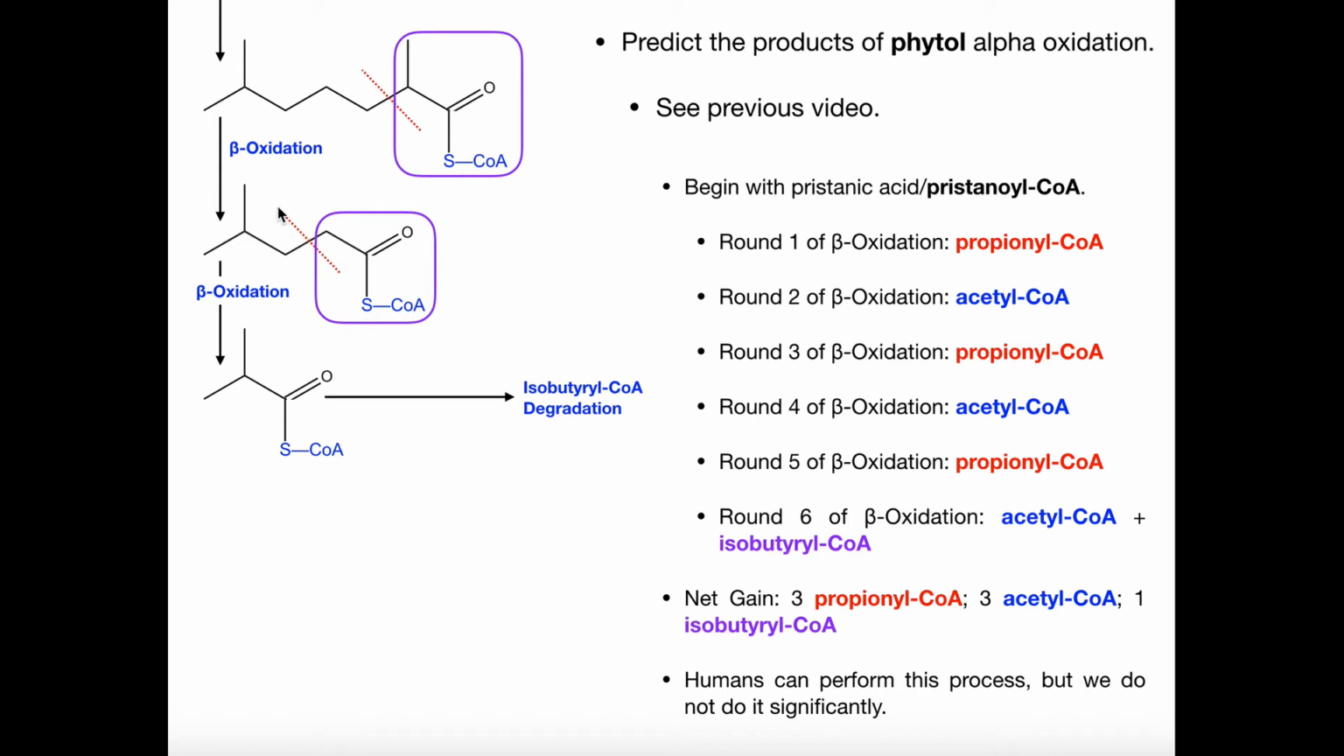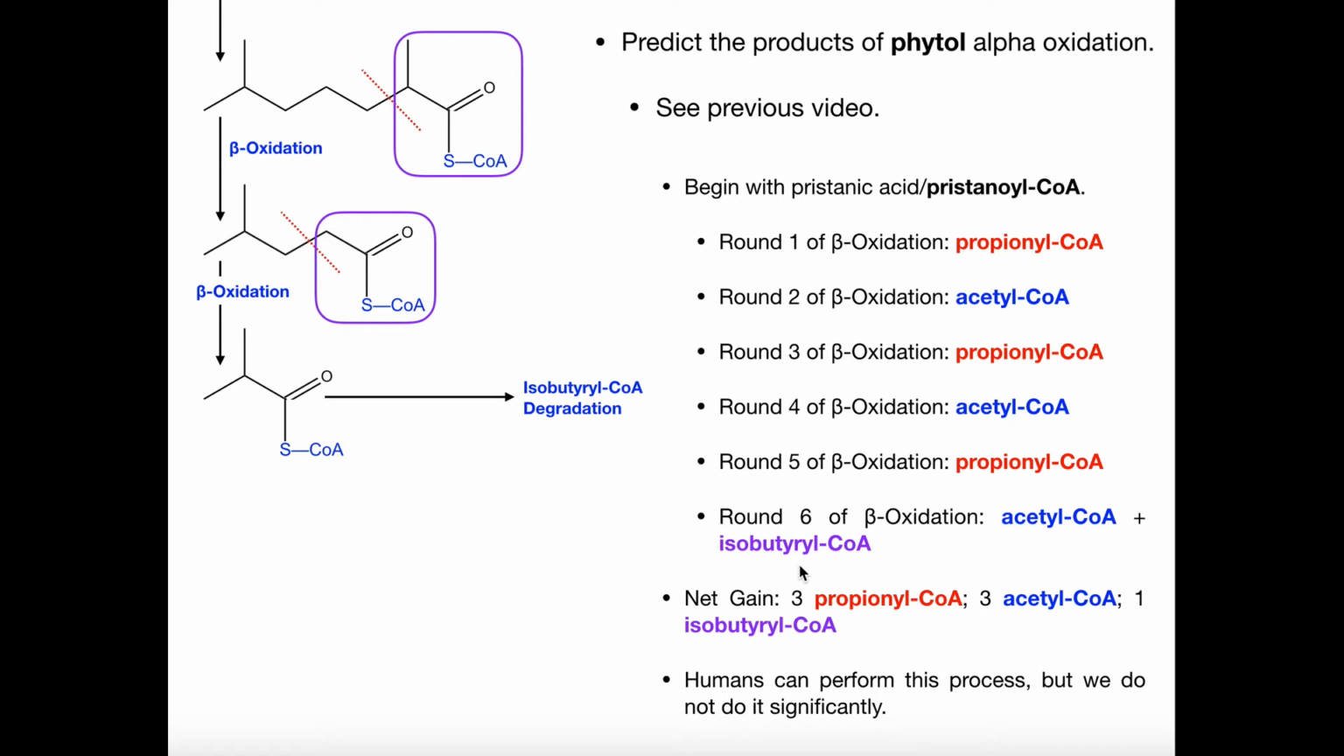So that's going to split this bond right here, the alpha-beta bond. Of course, right here, we're going to get off an acetyl-CoA. I've mentioned that, so round 6 gives us an acetyl-CoA. But what's left? If we look at what's left, it's this molecule right here. This molecule has not been seen yet in any of the prior rounds of beta oxidation on Pristanoyl-CoA. This molecule is actually what's called isobutyryl-CoA.